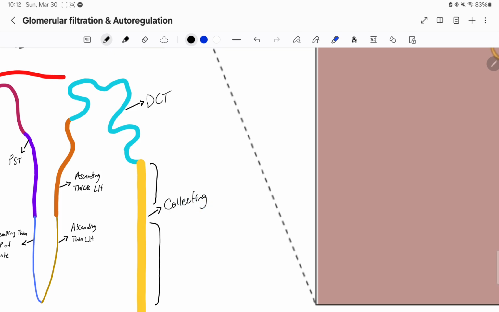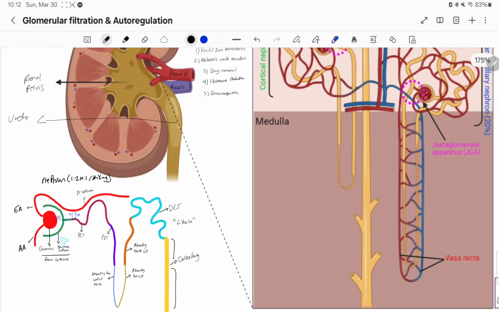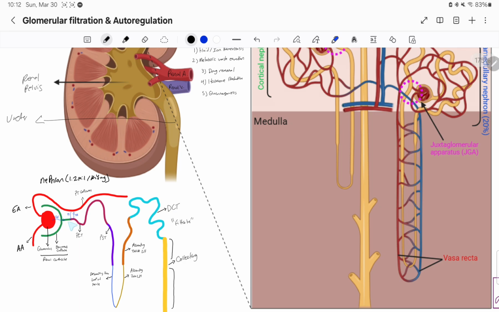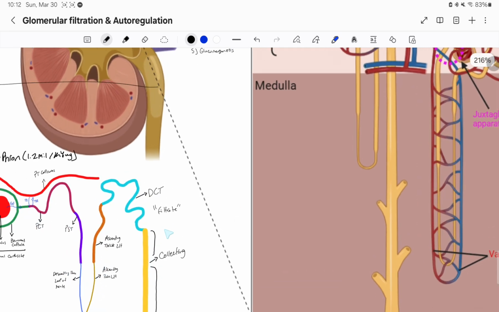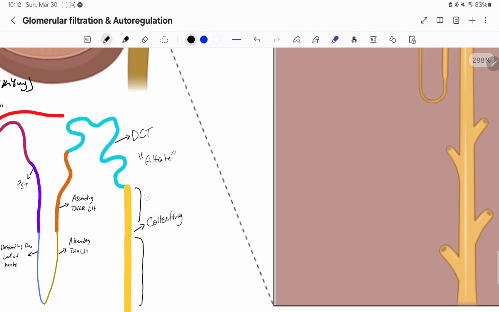And this right here is where all of that filtrate, all the stuff that we filtered over here, was flowing, making its way all the way to this collecting duct. That's where all of that will dump in. And at that point, when it joins this collecting duct, it is now called urine. Now, this collecting duct has two portions. It has the cortical region and the medullary region.